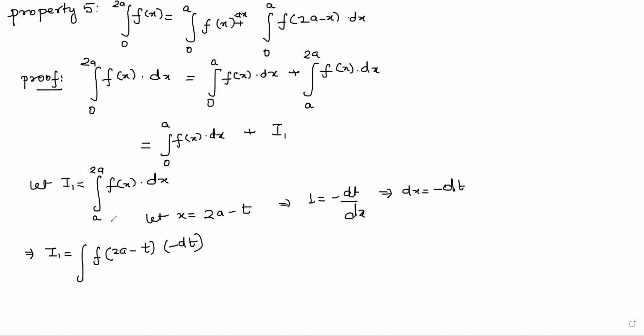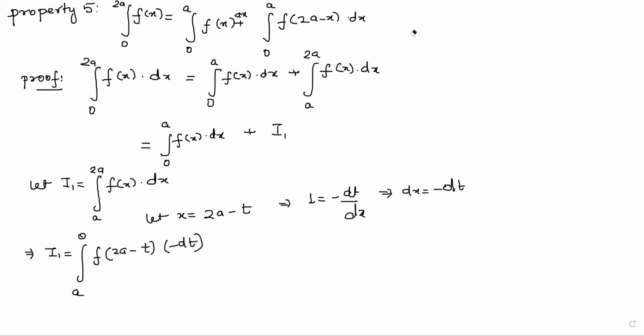Okay, now we will change the limit. When this is a, you will put a over here. तो कितना हो जाएगा? a is equal to 2a minus t. So t will give you a. When you put 2a here, so 2a is equal to 2a minus t. So t कितना हो जाएगा? t will be 0. Okay.